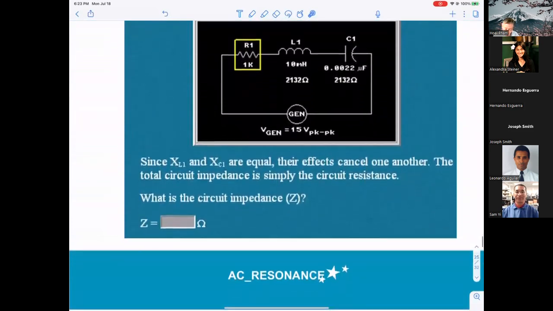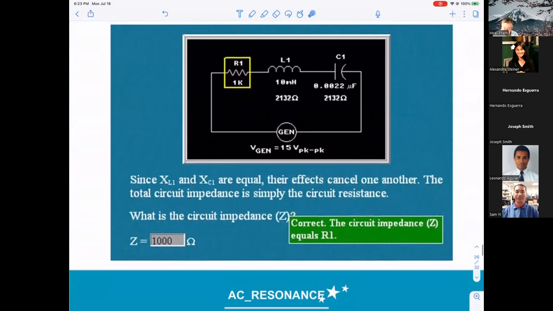Now, since XL1 and XC1 are equal, the effects cancel one another. The total circuit impedance is simply the circuit resistance. What is the circuit impedance? Now you're looking into the circuitry. You can see Z total equals 1K, or 1,000 ohm.